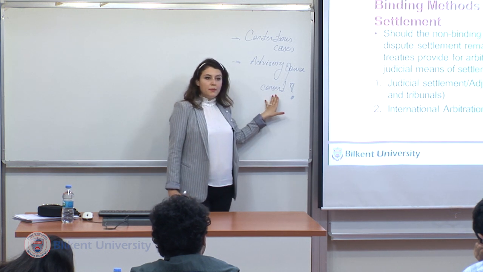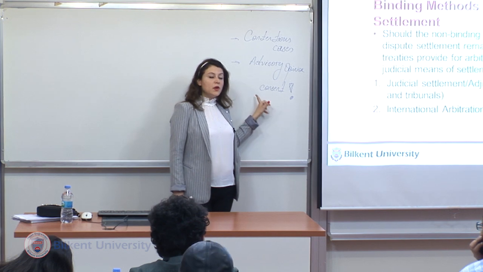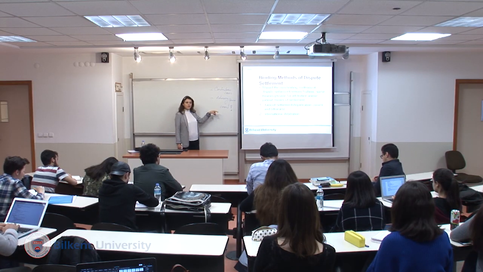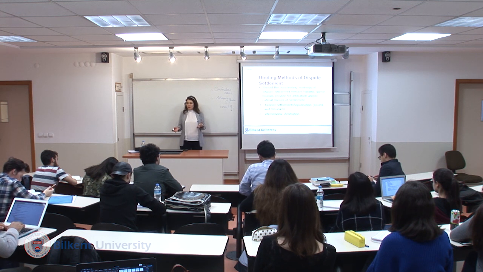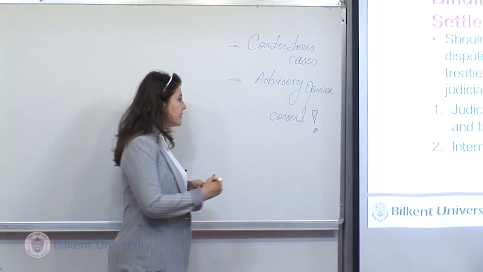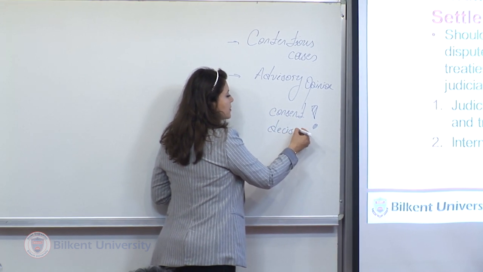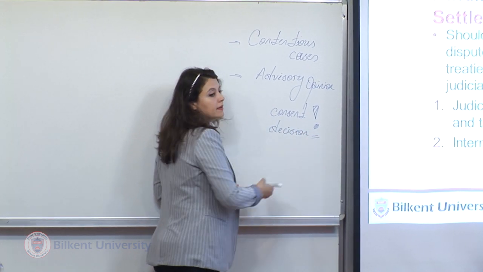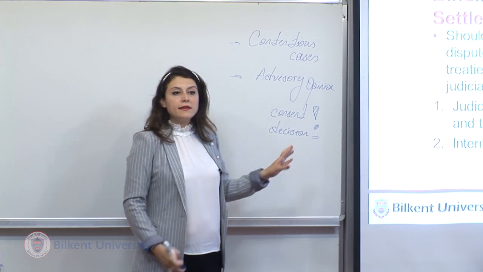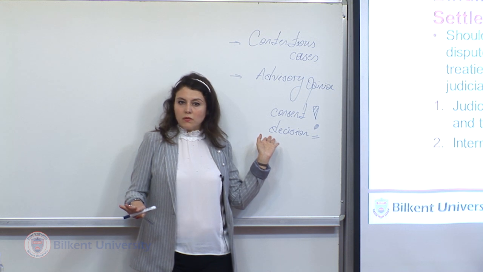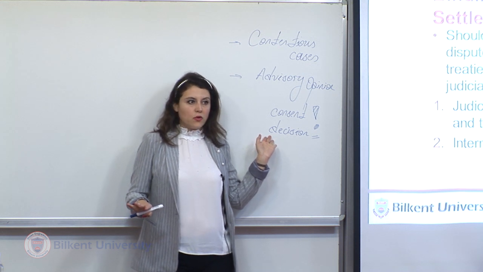Well, the parties of the dispute must show consent. As a result of their action, the ICJ starts a court case and at the end makes a decision. This decision is completely binding, and this decision cannot be brought to appeals. Do you know what appeals is? What an appeals court is?